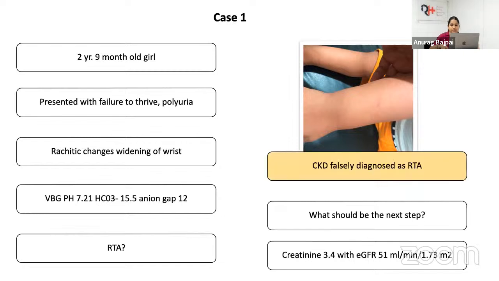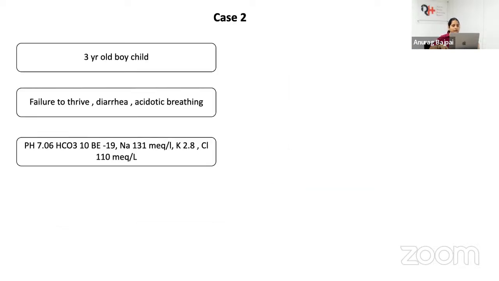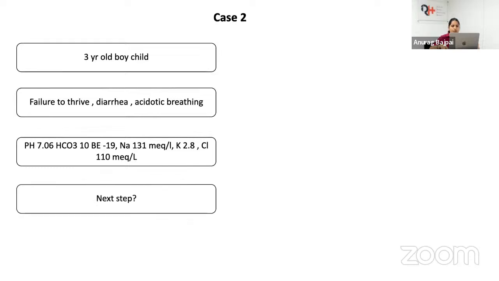So this was CKD and it was falsely diagnosed as RTA. Now coming to the second question, we have this 3-year-old boy who came to us with failure to thrive, diarrhea and acidotic breathing. When the blood gas was done, it was acidic in nature. Sodium was 131, potassium was low, and chloride was 110. So what should be the next step in this case?